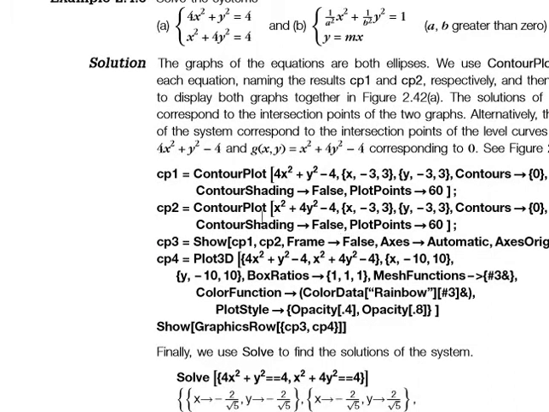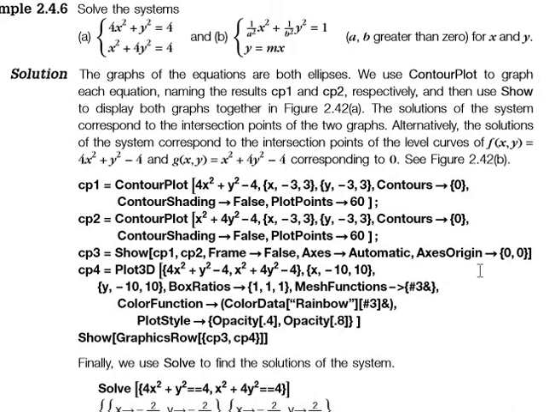The second one is the same. We write all of these for different values, as this equation, x square plus 4y square minus 4. First one is this and second one is this, and the PlotPoints and everything are the same. Similarly, for CP3, these two equations, we write Show, that shows CP1 this one and CP2 this one, Frame false, Axes automatic, AxesOrigin is 0, 0.